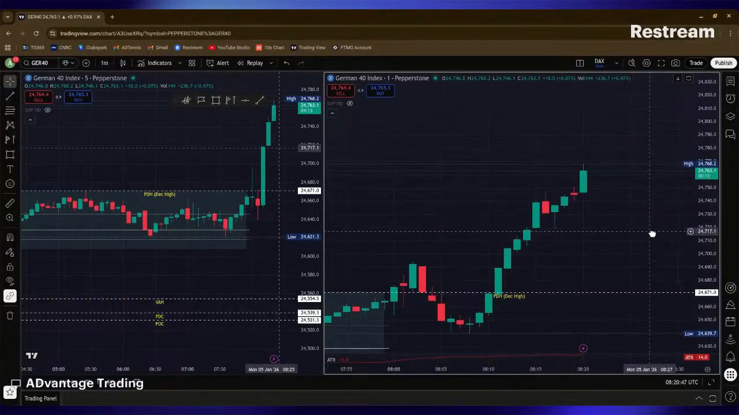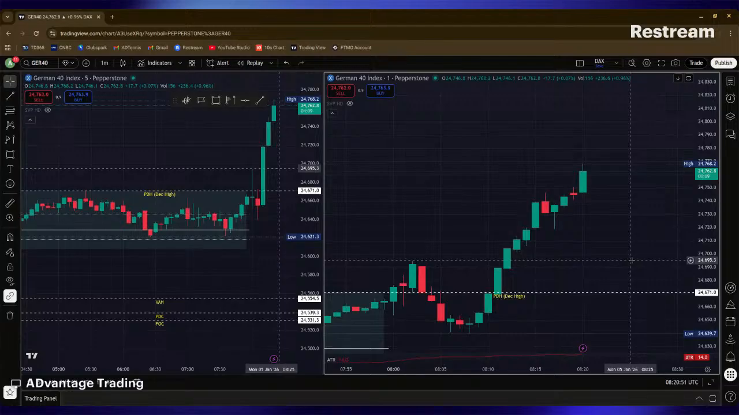So already we are about to touch the all-time high. This has been a very active session so far. There's a lot of volatility going on, which is a good thing to see.